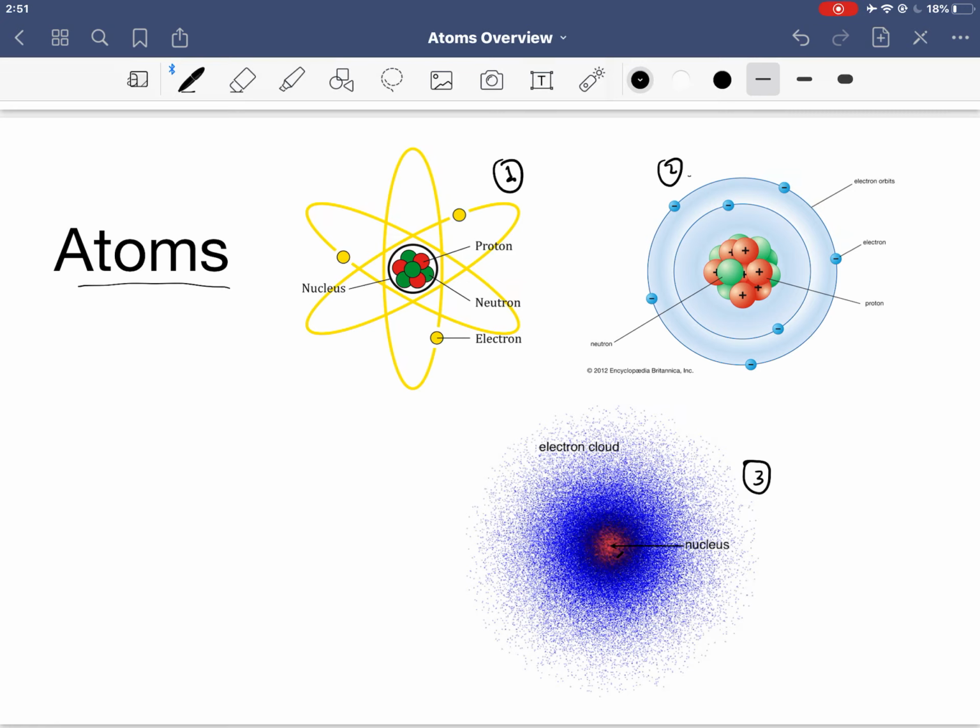It's actually really hard to know what an atom looks like. But these are ways that people have found to model or represent an atom so that we can talk about them, so that we can have a common language around atoms.